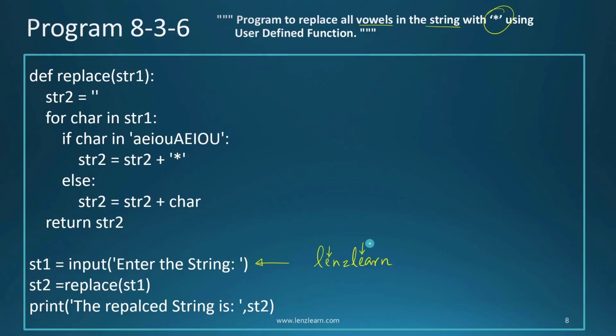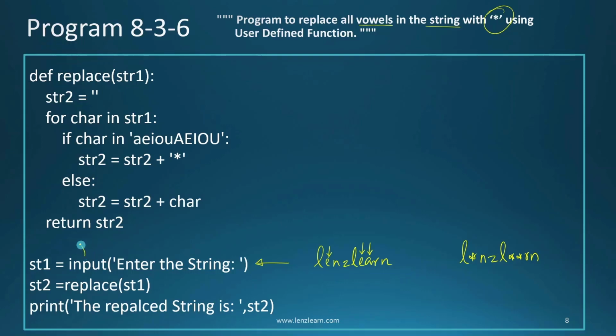Again I have E and A. So these 3 characters in this string should be replaced with a star. So the output should be like L star NZ L, then I should have 2 stars RN. Okay, so let us see how the program does that.